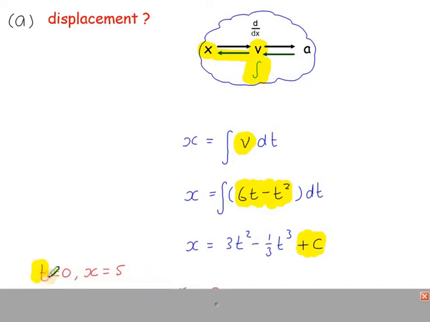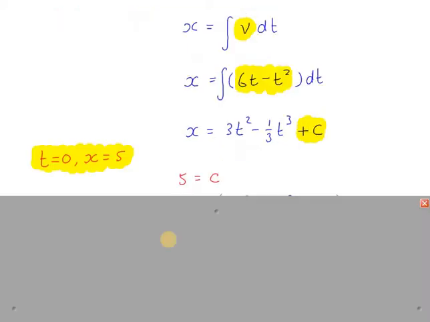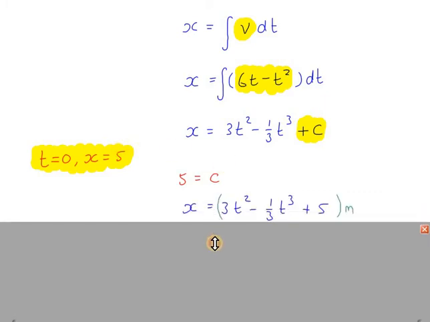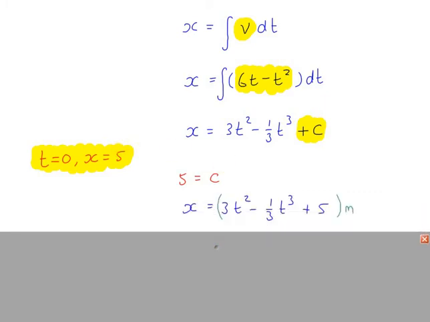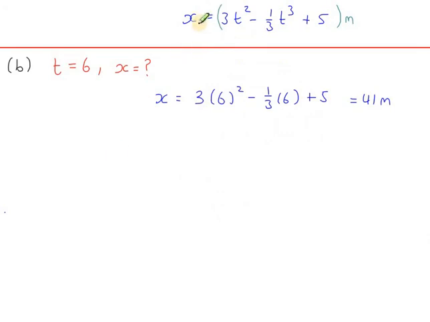We have some initial conditions. So when t is 0, this term is 0, this term is 0, so c is equal to x, which is 5. So c equals 5, and so we have our displacement function in terms of t, time. We can use that to work out the displacement when t equals 6, and all we're doing is substituting t equals 6 into here, and that will give a displacement of 41 meters.